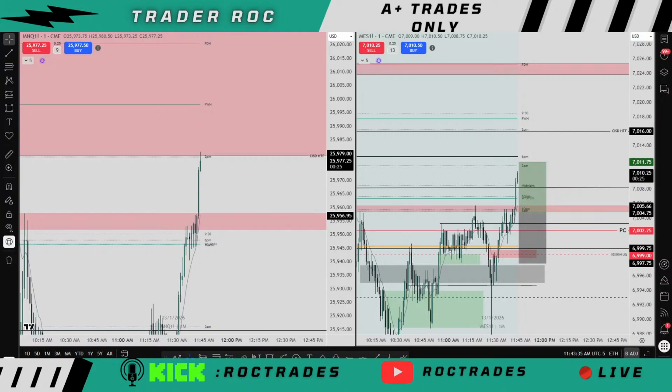Let's go. Two really nice scalps today. Make that three actually. But this is the same trade as the NASDAQ trade. It's just on ES.